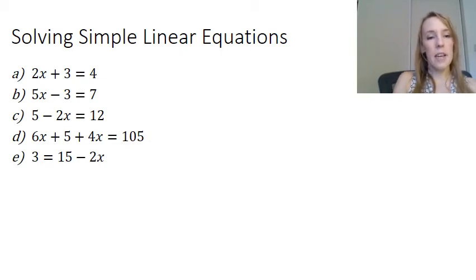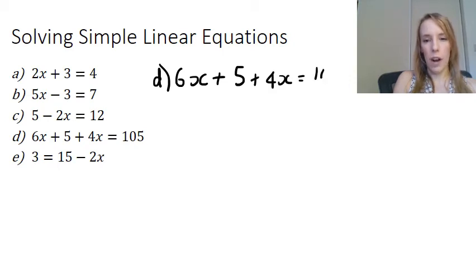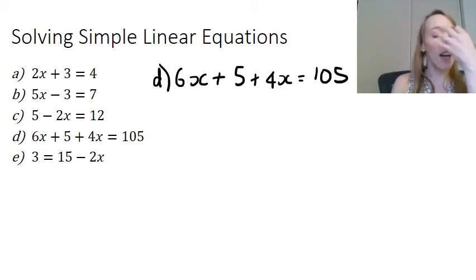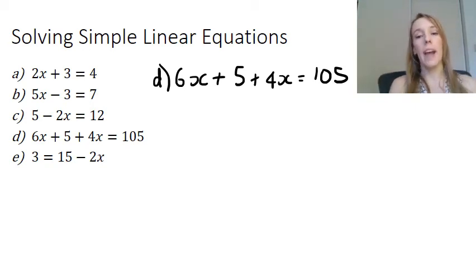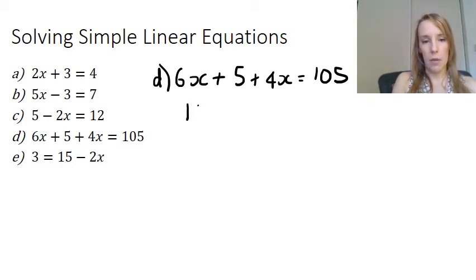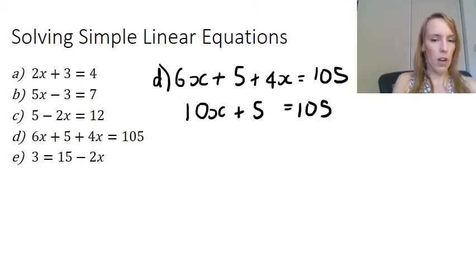Okay, for D, we have 6x plus 5 plus 4x equals 105. Now, before I get started, you can see I've actually got two variables, two x's there. Sorry if I just hit that microphone, it sounds weird. So we're going to use our adding and subtracting of like terms to simplify it before we go ahead and solve. So 6x and 4x are like terms, so we can add those together to simplify. So we've got 10x plus 5 equals 105.